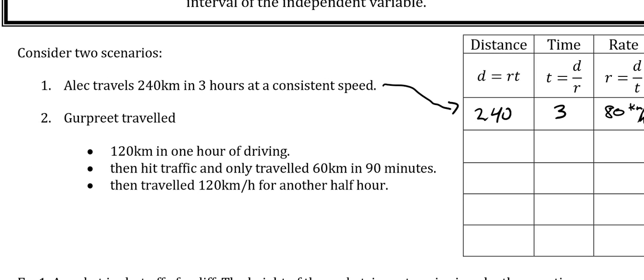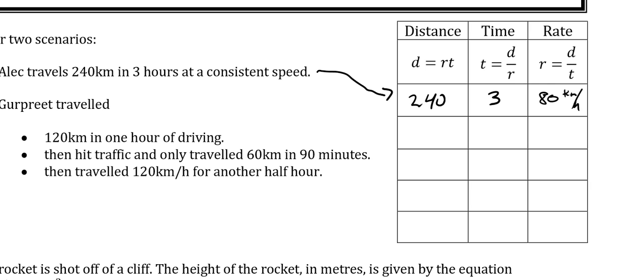Okay, consider the next person. Gurpreet started out on the 401, let's say, so driving 120 kilometers in 1 hour. So 120 kilometers for 1 hour, and that is 120 kilometers per hour, right? Then hit traffic and only traveled 60 kilometers in 90 minutes. So they traveled 60 kilometers in 90 minutes, and we're going to think of that in hours, so that's 1.5 hours. And 60 divided by 1.5, what's that work out to? 40, very good. So that's 40 kilometers per hour. Okay, then traveled 120 kilometers per hour for another half hour. So that would be 120, right, for half an hour, 0.5.